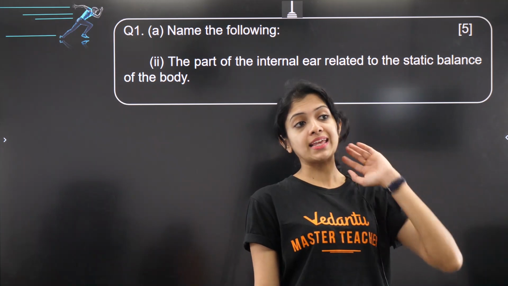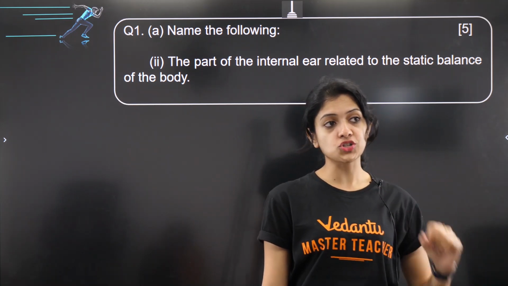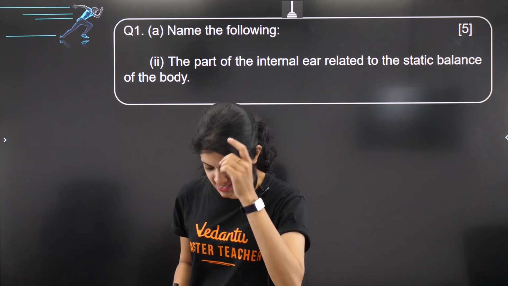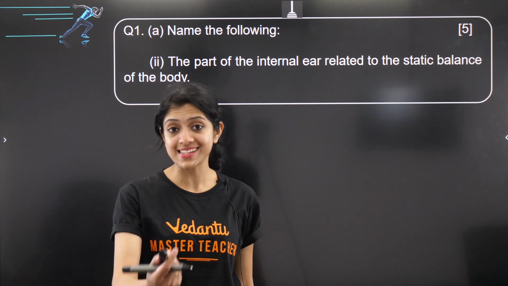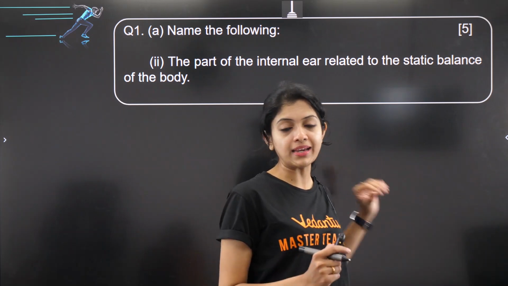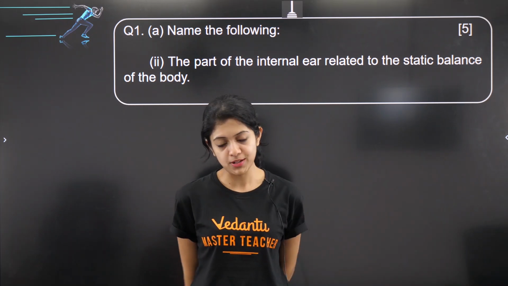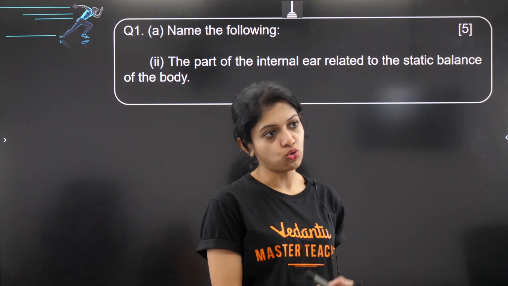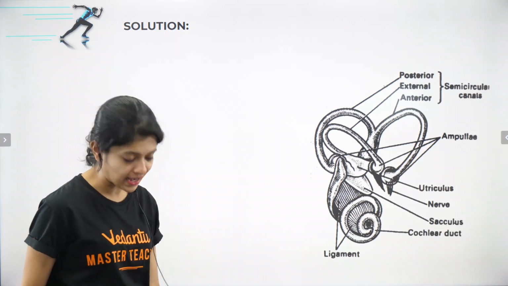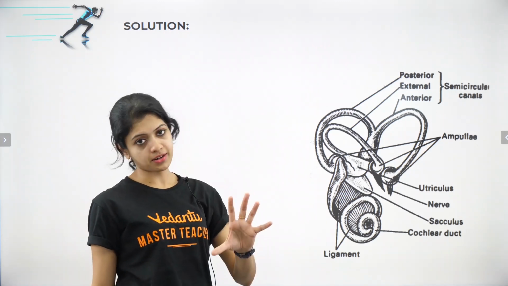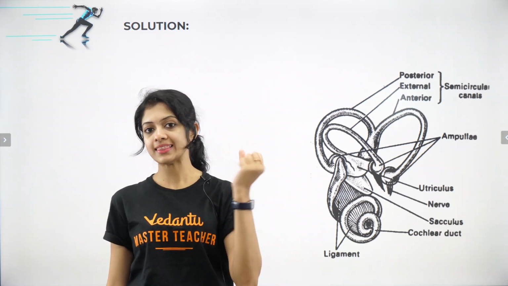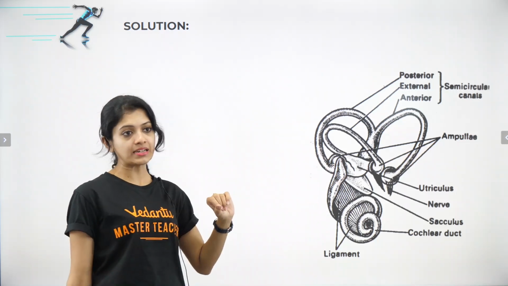The part of the internal ear related to the static balance of the body. Now this is something that I have not taught you, we have not discussed in our sessions on YouTube, but for those of you who are familiar with the sense organs, you would certainly be able to tell me the answer. If you would like, here is an aid, a diagram which will give you an idea about the inner ear. The human ear can be divided into the external ear, the middle ear and the inner ear, and this is what the inner ear looks like.